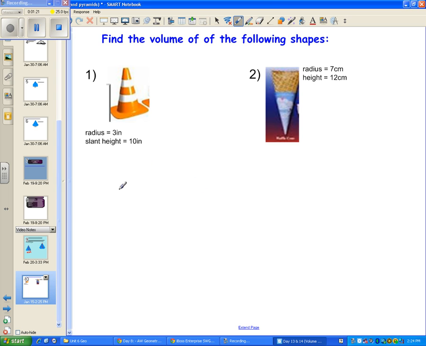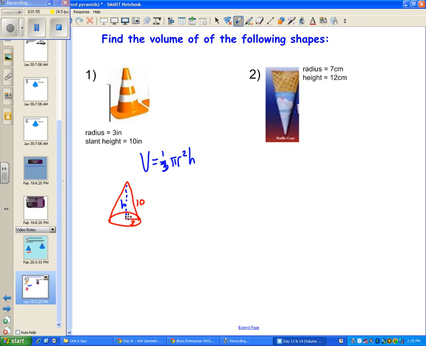The first one I have here is a cone that is upright, and I have a radius of 3 and a slant height of 10. The trick to this one is that I'm going to have to find the height of the cone in order to find the volume. Well, I know my volume formula is 1/3 pi r squared h. I know that. And so the key is, how am I going to find h?